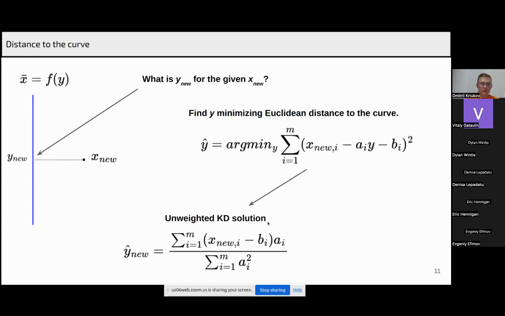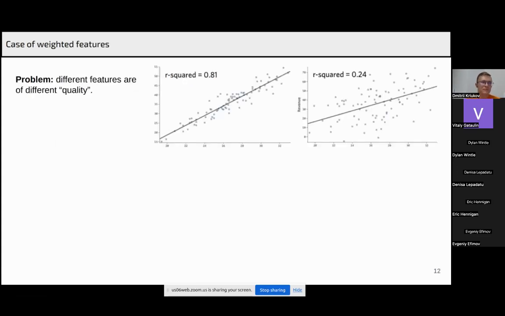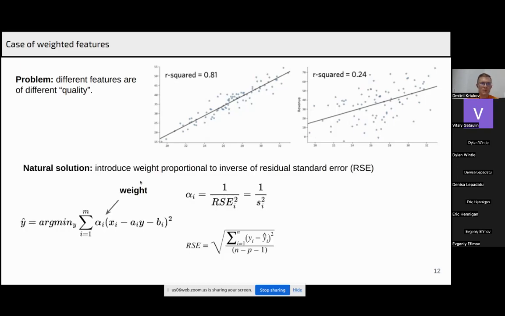Why unweighted? Because different biomarkers have different levels of association with age, with chronological age. Some may have a high correlation with chronological age, others a poor correlation. And we would like somehow to weigh them to account for these differences in biomarkers. How can we introduce weights? We may just add weights alpha into the formula for computing the distance, for computing the point y cap. And Klemera Doubal in their paper showed that the best choice for alpha is the inverse residual standard error.